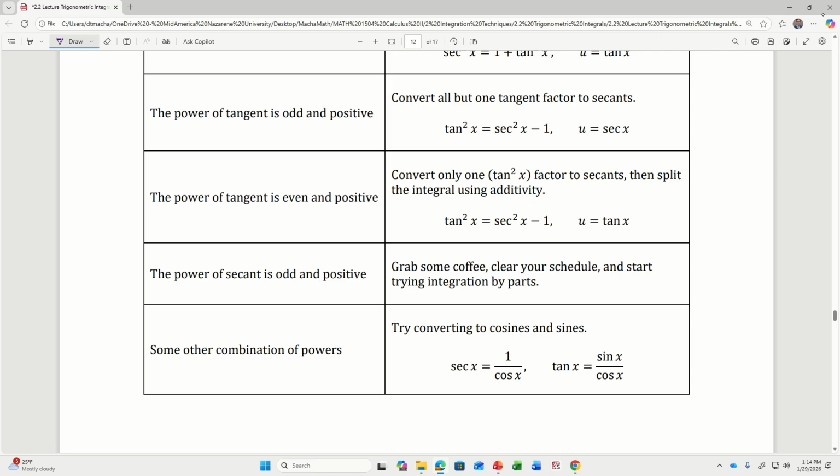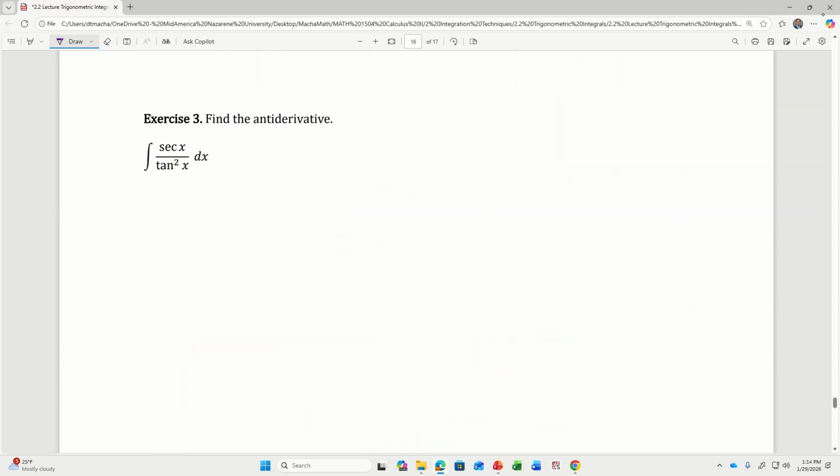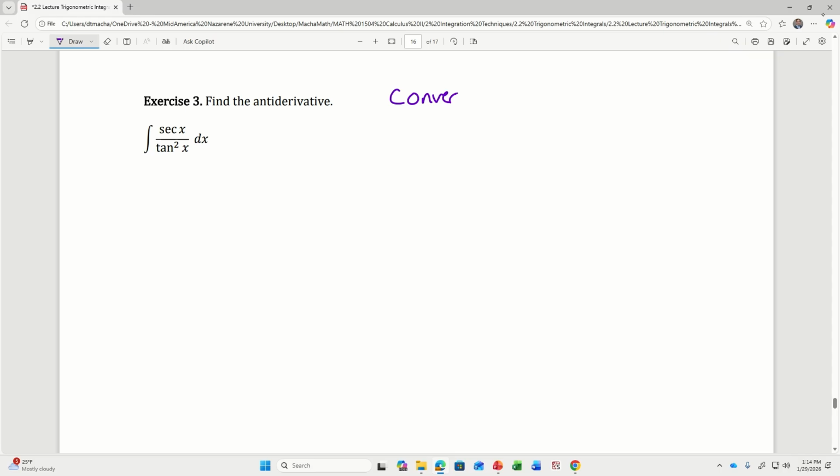If you have some other combination of powers, you could try to convert your secants to 1 over cosines and your tangents to sines divided by cosines. And then you refer to your earlier table in my notes where we had integrals of sines and cosines. And maybe that could work out. What about this example? I've got secant to the positive 1 power and tangent to the negative 2 power. That might fall into the category of convert to sines and cosines. Let's try it.